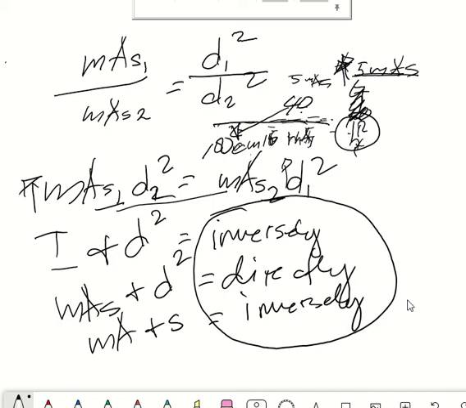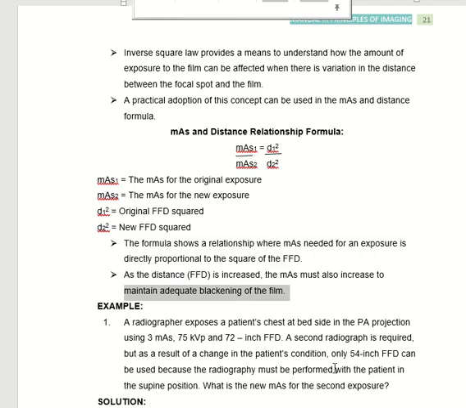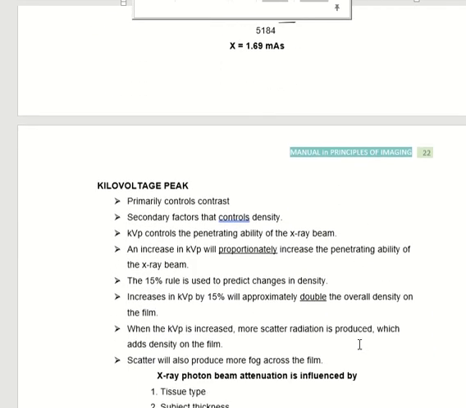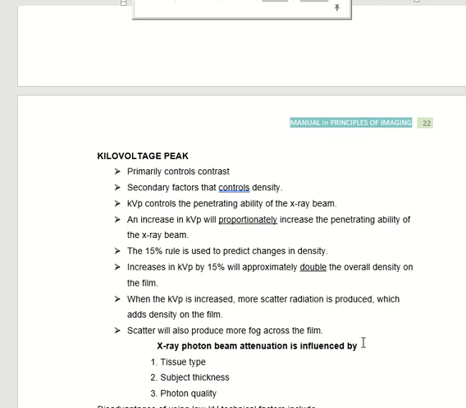So again, if you increase the MAS, you have also to increase the distance. Or, if you increase the distance, you have also to increase the MAS to compensate for the distance. Okay? Sige. Ito yung mga example, so we will not calculate for that. Discuss ko lang siya. So, next is for the kVp.